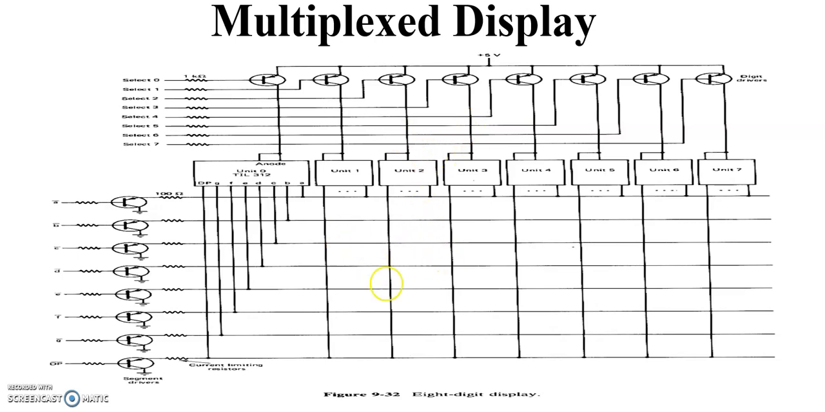In addition, since the voltage drop across the forward biased segment diode is constant, a resistor in series with each segment is required to limit the current. That is used to protect the display and drivers. The design value of these resistors depends on the desired display brightness.